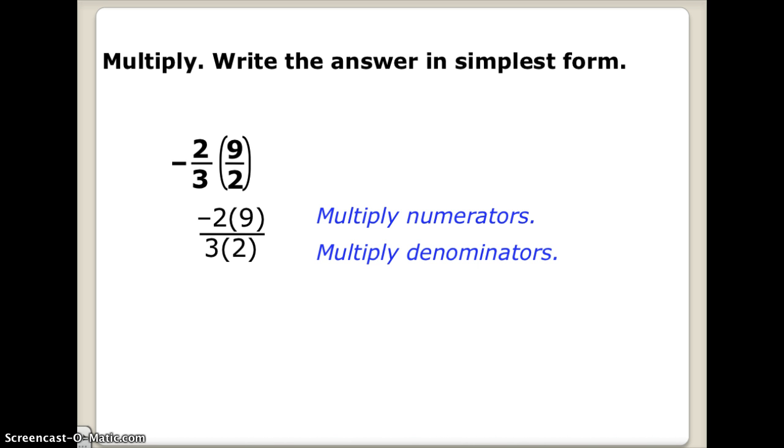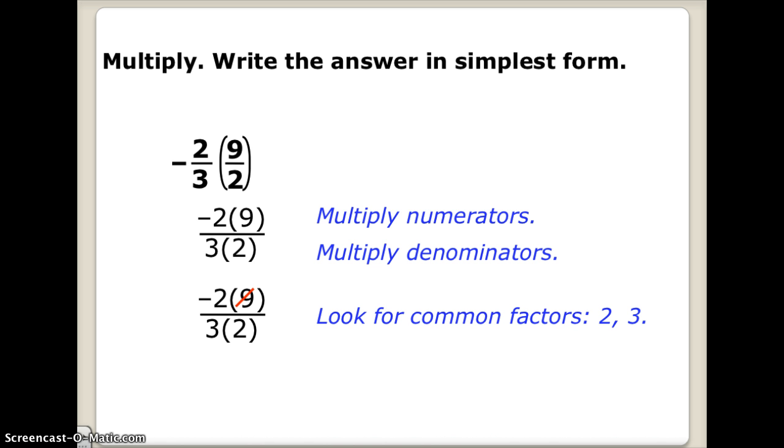So you can see, if I backtrack, the 9 and the 3 can both be divided by 3. The negative 2 and the 2 can both be divided by 2. So when we do that, 9 becomes 3, 3 becomes 1, negative 2 becomes negative 1, and 2 becomes 1. Now it's negative 1 times 3 over 1 times 1, which is negative 3. The reason this can be easier is because now you're not working with such large numbers.